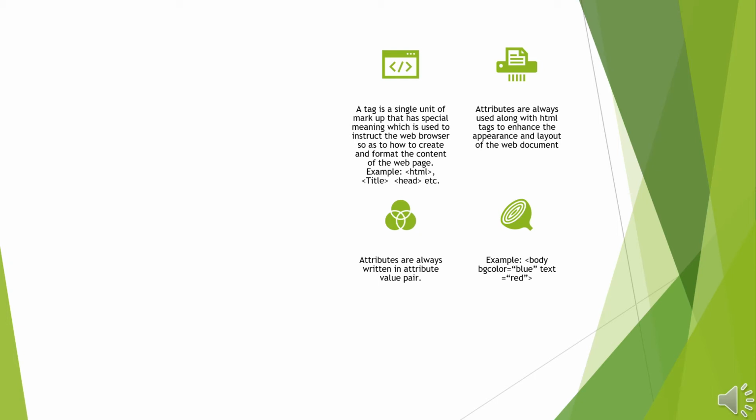When you are giving the attribute, for example, if I have to say body BG color equal to blue, text equal to red, attributes are always written in attribute value pair. What is that attribute value pair? BG color is the attribute and its value is some color. So attribute value pair. You can't just write BG color and then text.